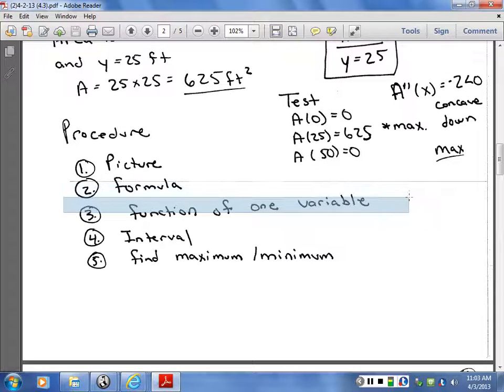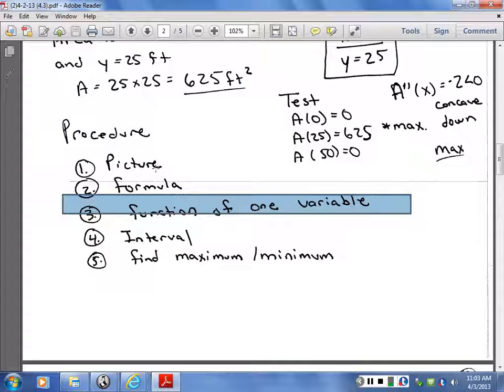Step 3 is to write the function in one variable. Usually from the picture and the formula, you have two equations and two unknowns. So you can solve for one of the variables in the equation that's given, plug that into the equation you want to maximize or minimize. And when I say given, the information is given to write it. You're very rarely given an equation.